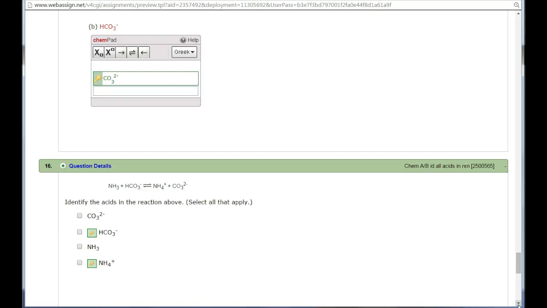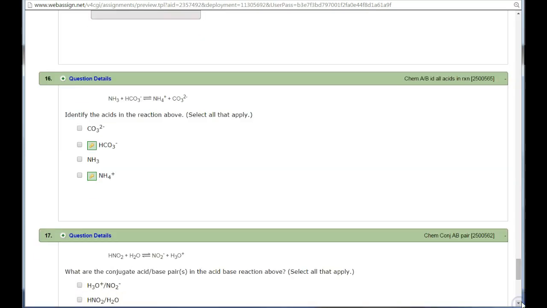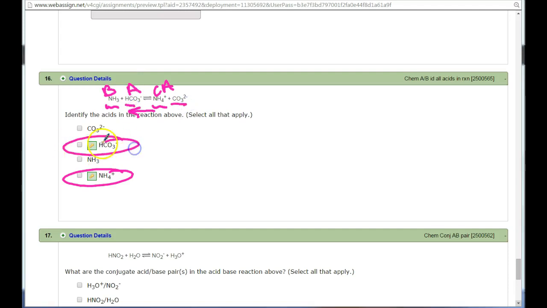And identify the acids in the above reaction. So I'm going to look at NH3, goes to NH4, so that must be a base, which makes that the conjugate acid. So that one's kind of acting like an acid if you went in reverse because it would lose. So there's that one. And this one must be the acid, and it does. It loses an H. So that's the primary acid, and that acts like an acid if it goes in reverse.